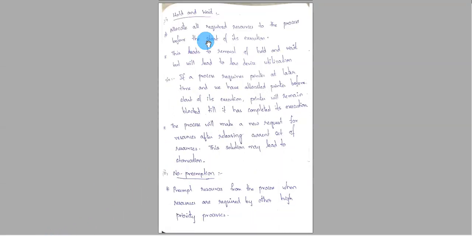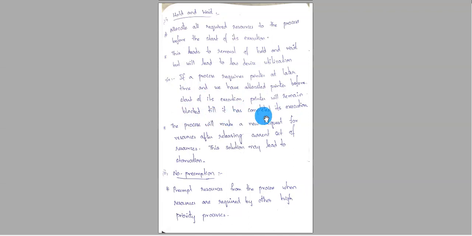Hold and wait. Eliminating hold and wait. So allocate all required resources to the process before the start of its execution. So we must allocate all the required resources for the process before the start itself. This leads to removal of hold and wait, but it will lead to low device utilization. Example, if a process requires a printer at a later time and we have allocated the printer before the start of its execution, the printer will remain blocked till it has completed its execution.